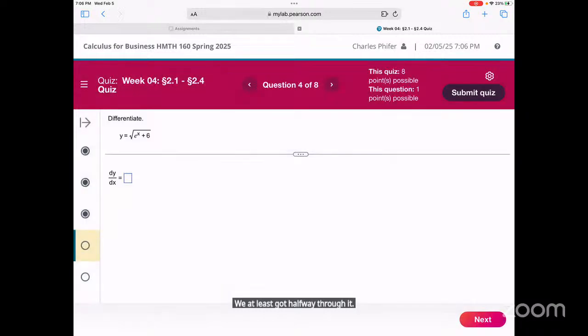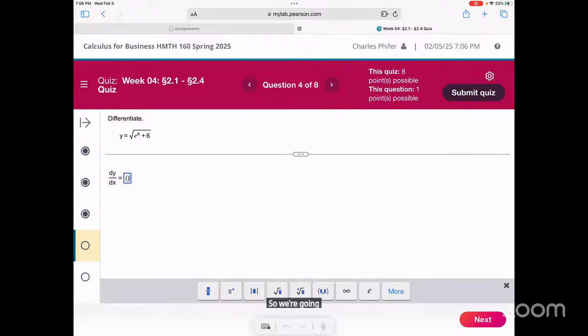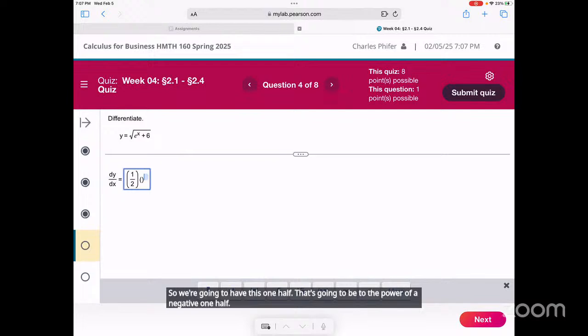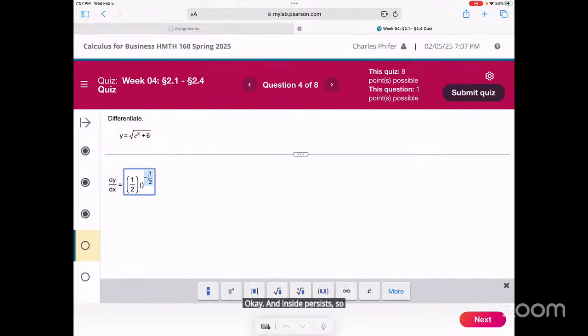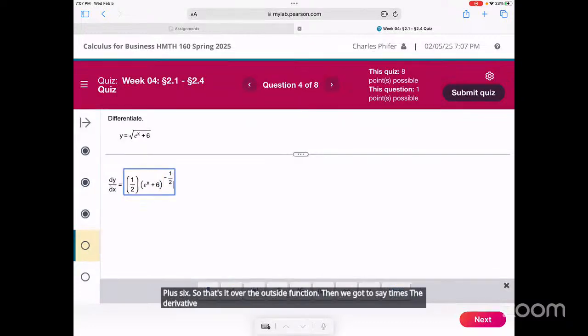Okay, chain rule here. So the derivative of the outside function, the 1/2 comes out. I'm just going to take my notes here. So we're going to have this 1/2, that's going to be to the power of a negative 1/2. Okay. And inside persists, so that's going to be e to the power of x plus 6. So that's the derivative of the outside function. Then we got to say times the derivative of the inside function, which is itself, e to the x plus 0, which is just e to the x. Okay.